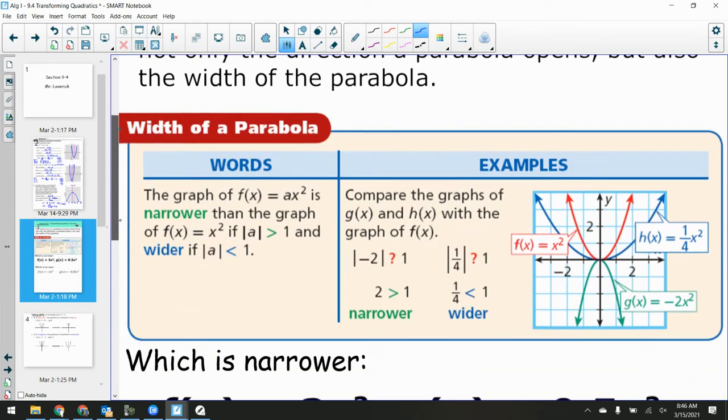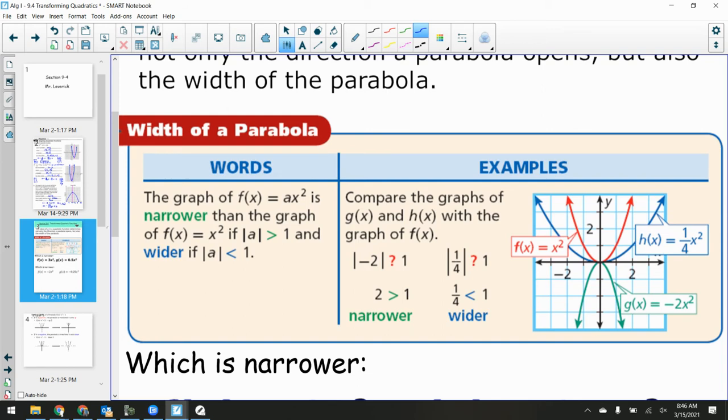So take a look at what you have on your page there. If we're talking about the width of the parabola, the graph f of x equals a times x squared is narrower than the graph of f of x equals x squared if a is bigger than 1 and wider if a is less than 1. What does that mean? That means that if I put a number out in front of x squared and it's bigger than 1, meaning a whole number like 2, or 3, or 4, or 5, then that graph is going to be narrower.